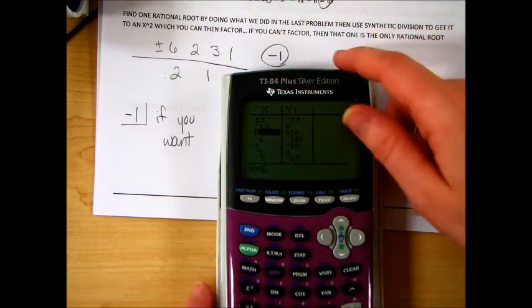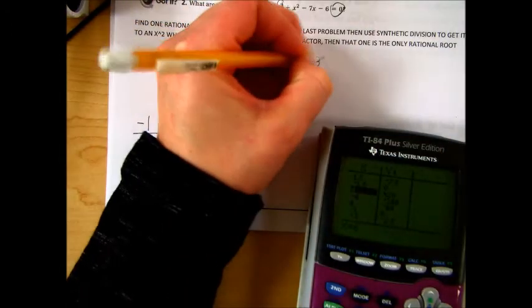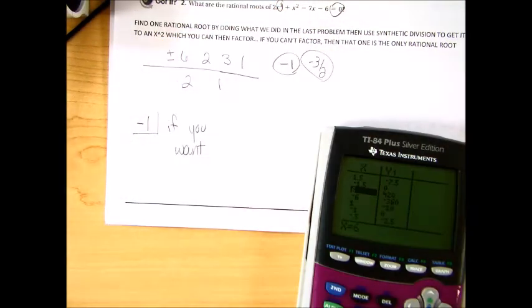Negative 3 over 2 gave me a 0, and that came from this 3 and that 2. So negative 3 over 2. So far I have 2 answers. Now let me see if I can get my next answer.